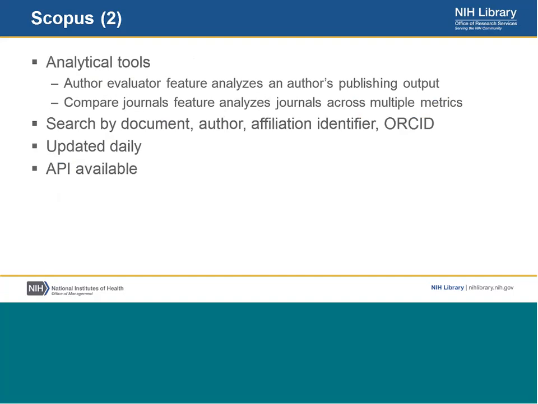Much like the other resources we've heard about, there are analytical tools built into the Scopus interface. A couple to call out are the author evaluator feature, which allows you to analyze an author's publishing output, really getting down to that author level data that you might want. You're also able to compare journals, putting in a range of journals that you're interested in and then looking at a series of metrics as it applies to each of those journals. That gives you the option of doing some easy side-by-side comparisons.